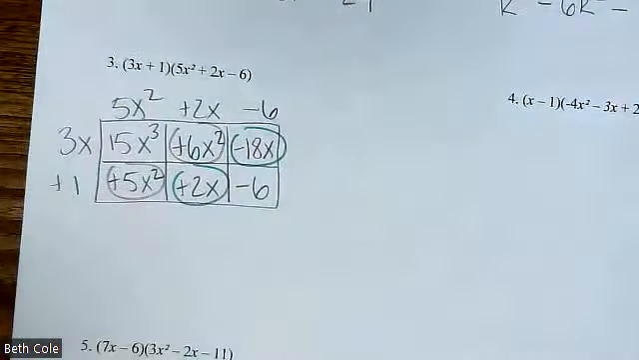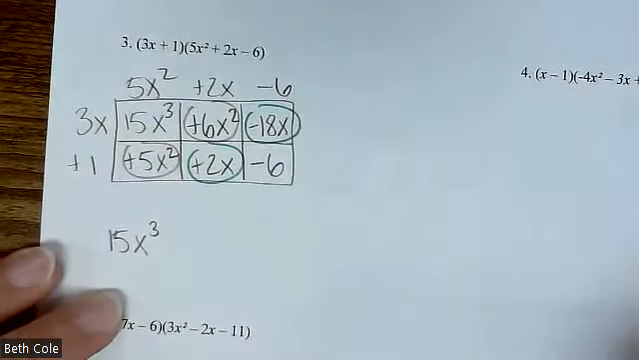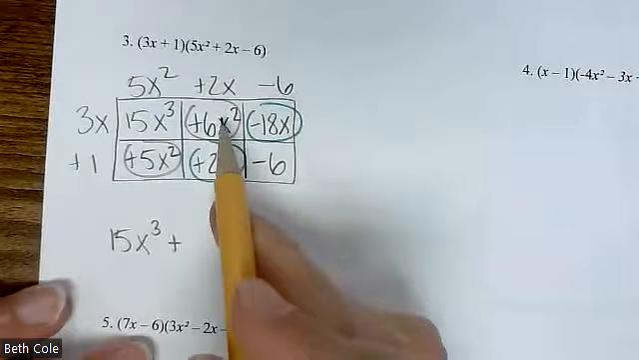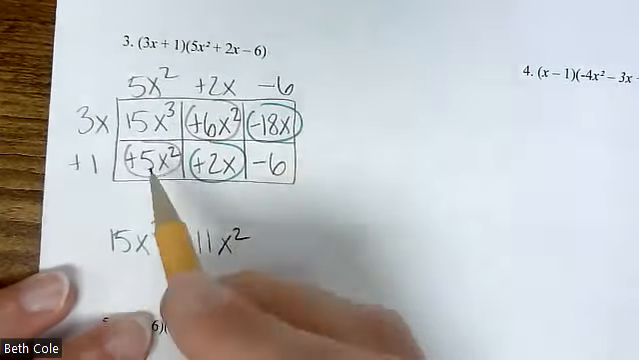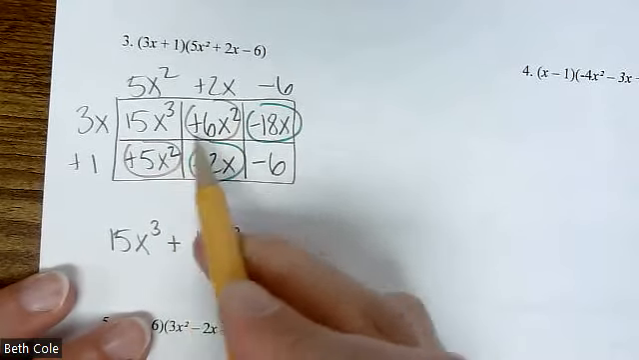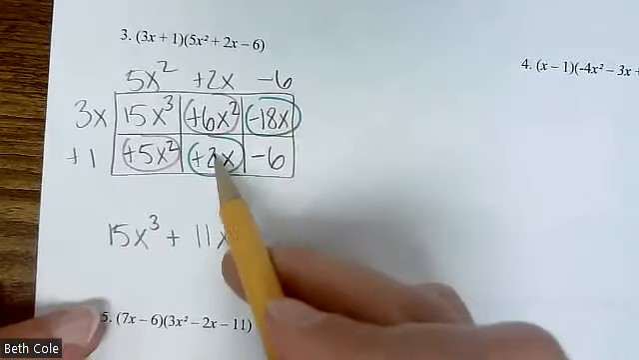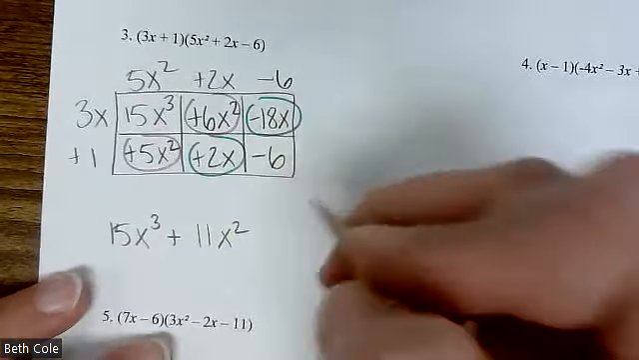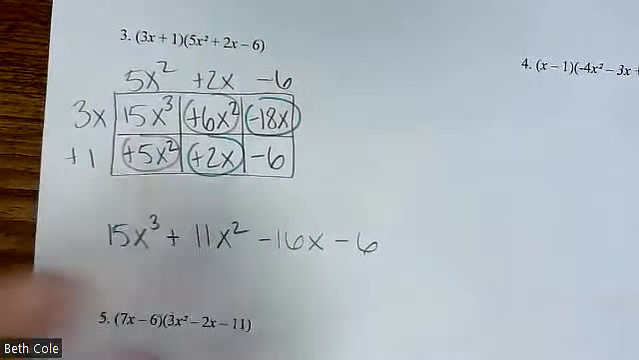All right, and then you combine the like terms. So it will be 15x cubed plus what? It'd be 11, 5 plus 6 gives you 11. They're both squared. That's called a copy error. You got to be careful. And then what's the next one? Minus 16x and then minus 6.